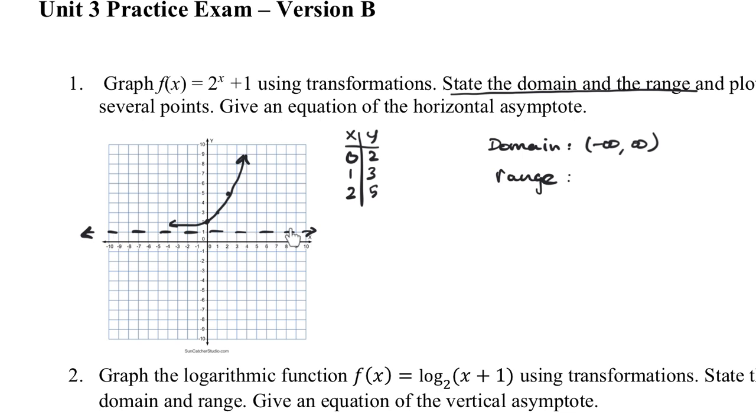on the y-axis here, this graph does not go below the horizontal asymptote. So the horizontal asymptote occurs at y equals 1. This graph never reaches y equals 1. It stays just above it. So the range would be parenthesis, not a bracket, parenthesis, 1 to infinity. Okay. We plotted several points. Now it just wants to give an equation of the horizontal asymptote. That's y equals 1.